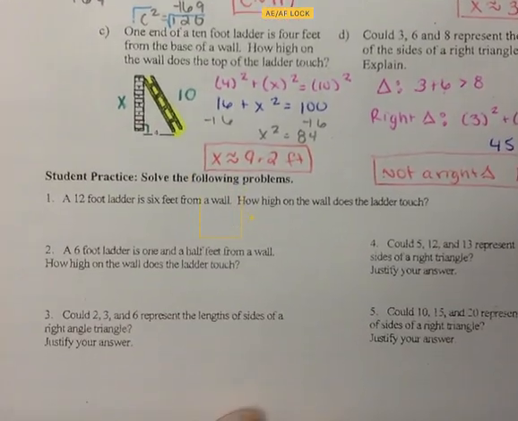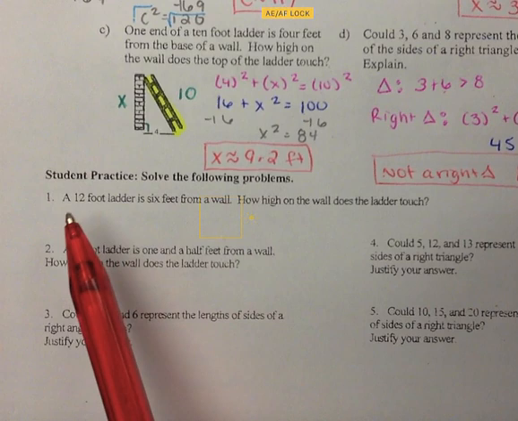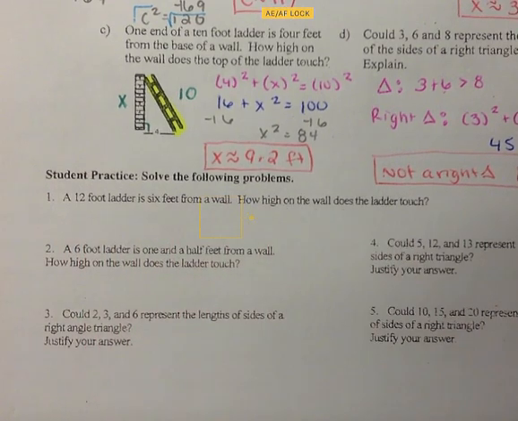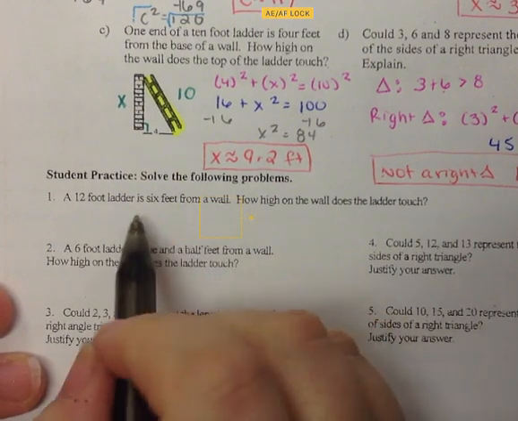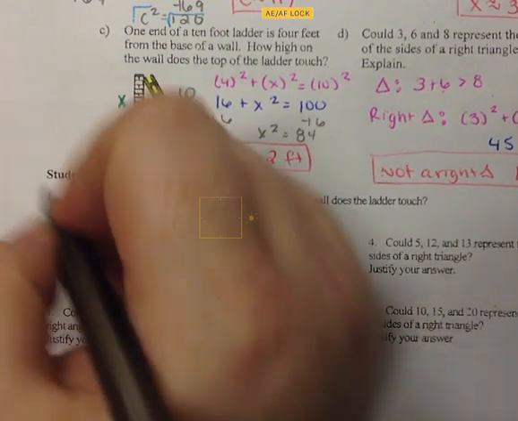So here are some extra problems we're going to work on. Solve the following problems. Number 1, a 12-foot ladder is 6 feet from the wall. How high on the wall does the ladder reach? For this one, you would want to draw a diagram. We know it's a 12-foot ladder, 6 feet from the wall. The ladder is going to be leaning against that wall.